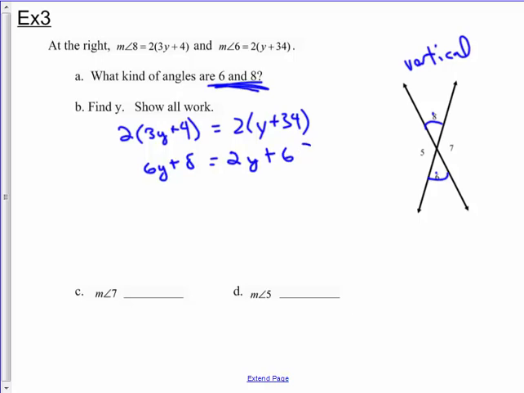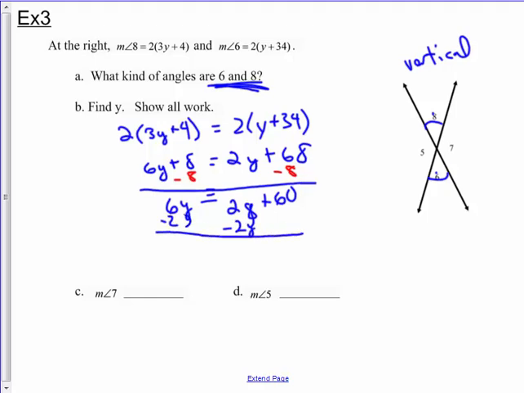I distribute, I get 6x plus 8 equals 2y plus 68. At this point I have y's on both sides, so I'm going to move my y's over to one side, my constants over to the other. When I subtract 8 from each side, I have 2y plus 60 equals 6y. Subtract 2y from each side, I get 4y equals 60. And when I divide each side by 4, just up here because I'm running out of room, y is going to be 15.